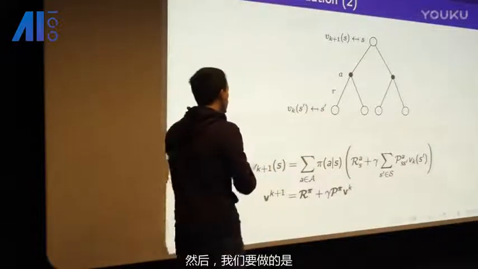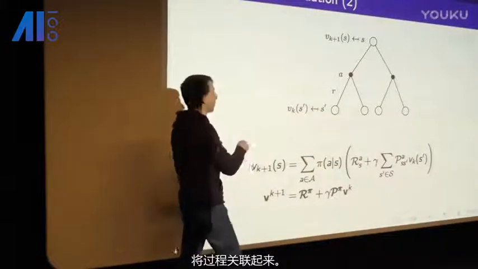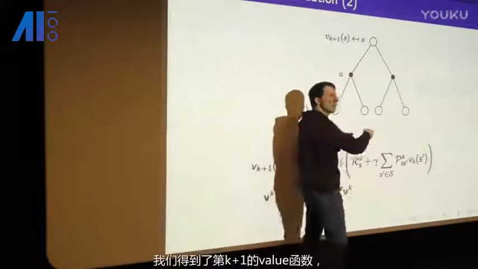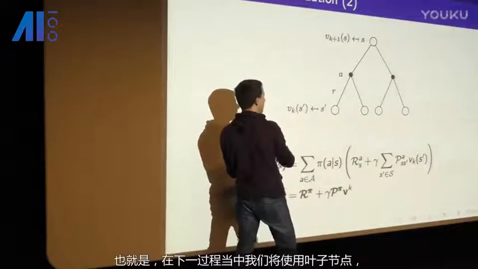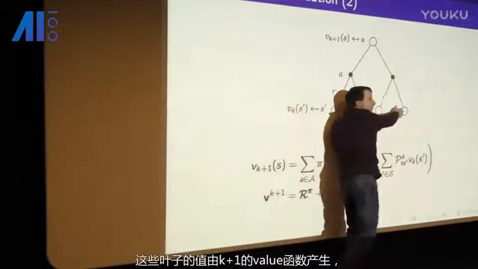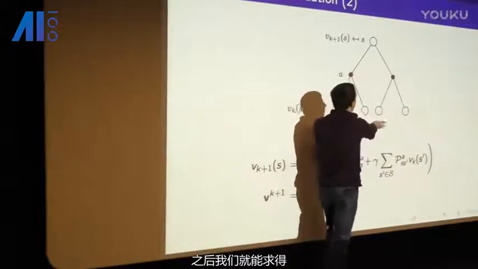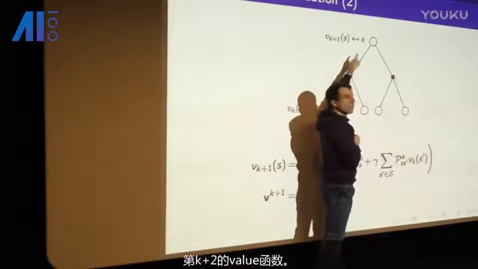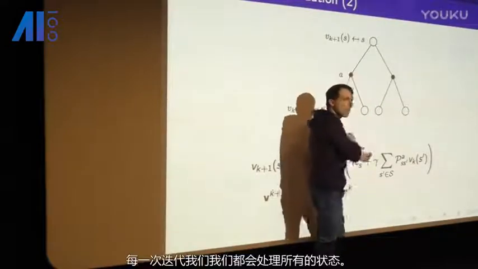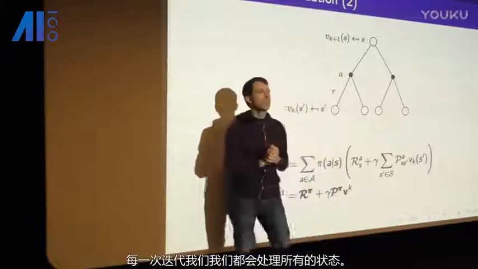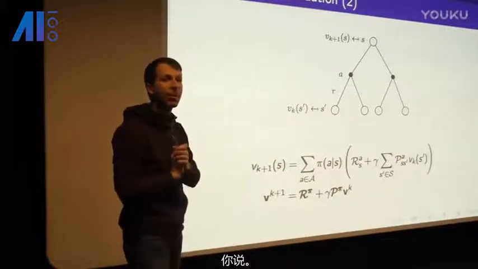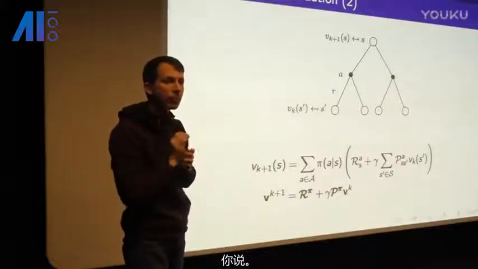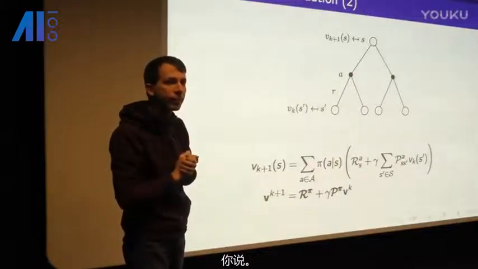And then we iterate that process. We take the value function we've just computed, our v k plus 1, and now that takes a turn at being the leaf. We plug that in at the leaves, we back that up, and we get v k plus 2 at the root. We do that for every state, we iterate, and this process is guaranteed to converge on the true value function. Yeah, question?